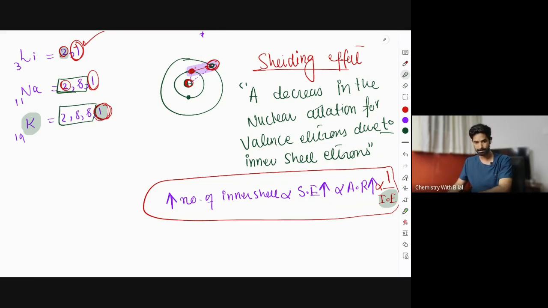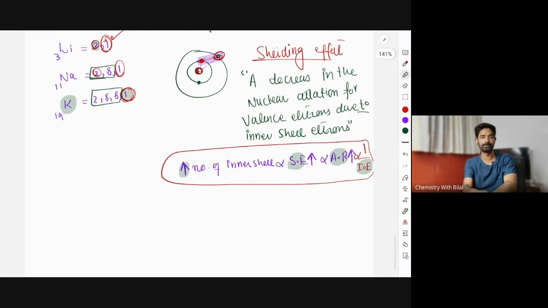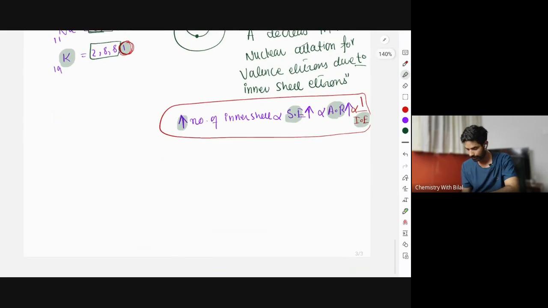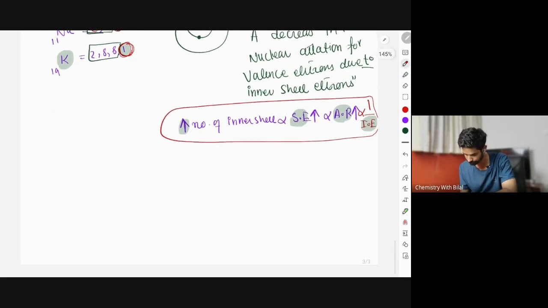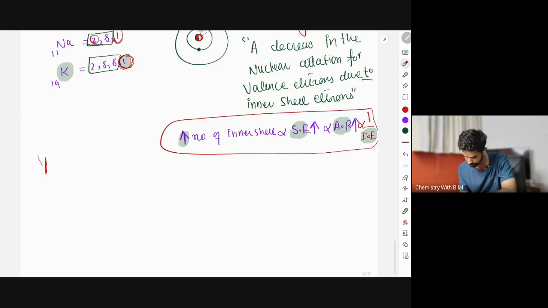Make sense, everyone? Yes. So if inner shell electrons increase, the shielding effect increases. Shielding effect increases, atomic radius increases. Atomic radius increases, the ionization energy decreases. Ionization energy क्या है? It is the amount of energy needed to remove the electron from the valence shell of an atom. Now let's discuss the trend of atomic radius when you go across the periods from left to right.